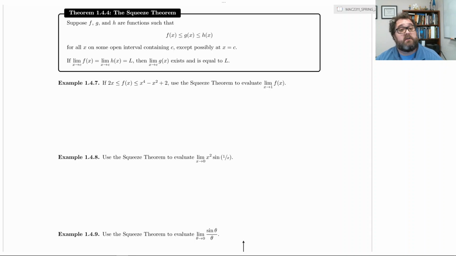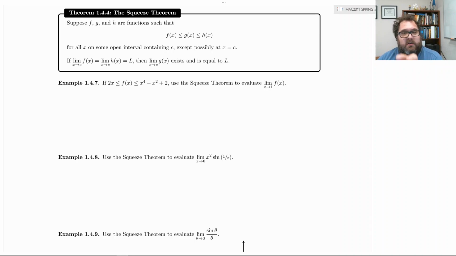It's important to know how to use it, and when it is necessary, it comes in very handy and saves the day. Sometimes, when there's nothing else that's going to work, this thing works. In fact, what we're going to do ultimately is use the squeeze theorem to show this one very important limit is true. Now, here's what the squeeze theorem says.